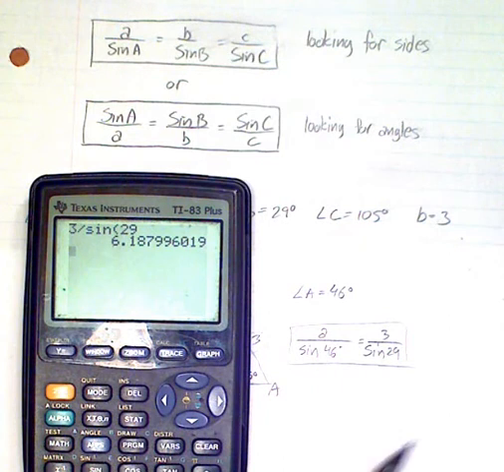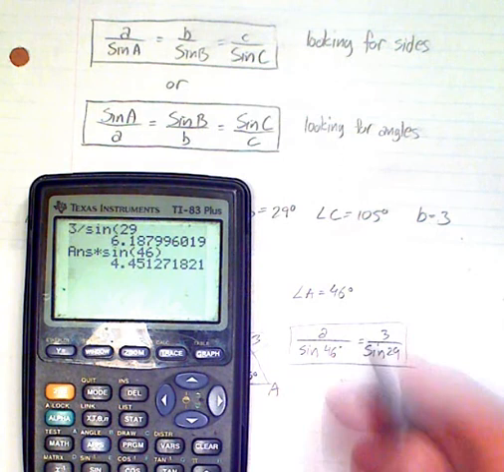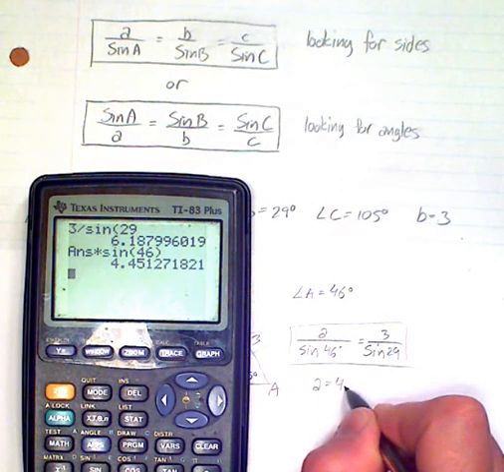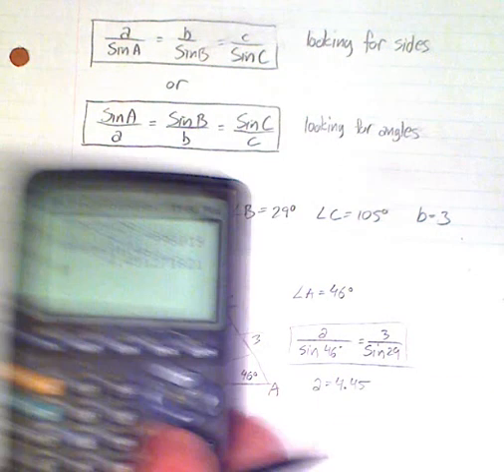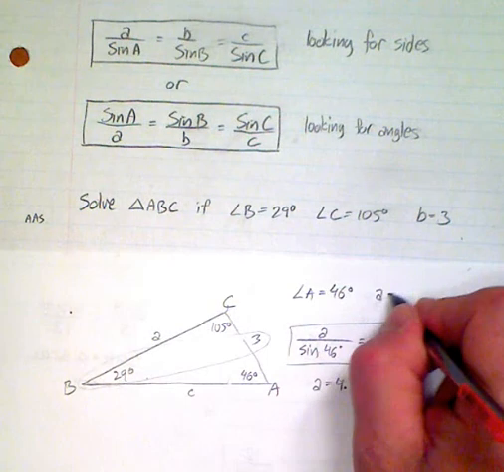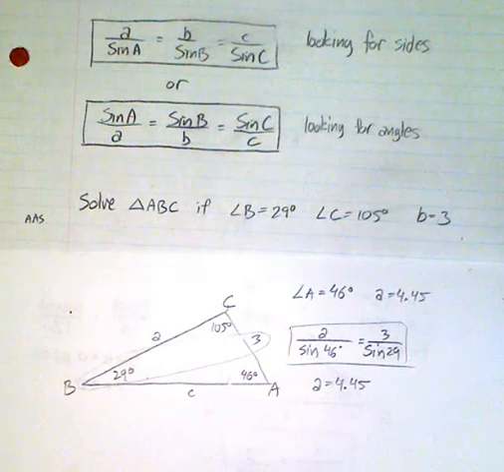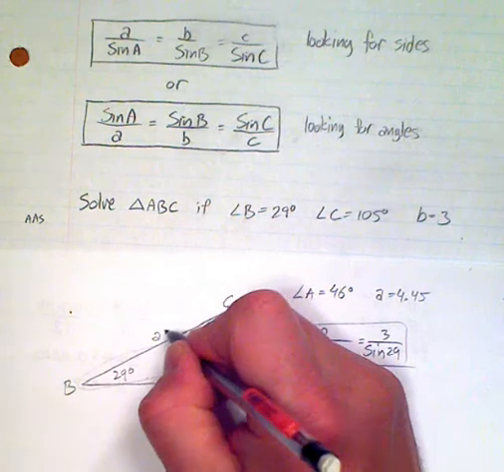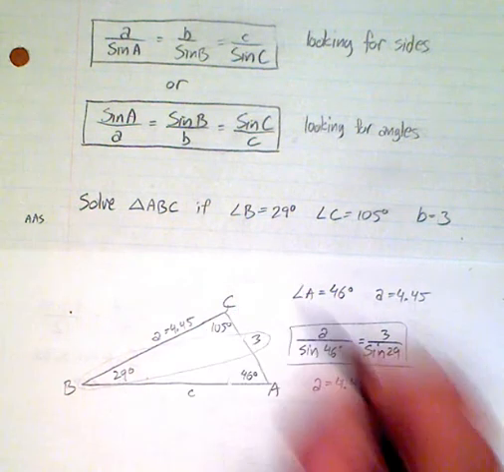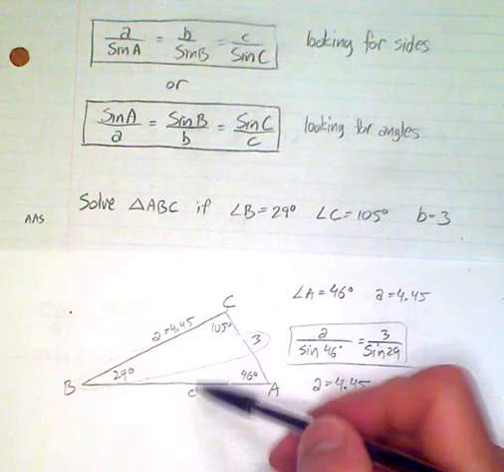So now I just go times sine 46, and I end up with A equaling 4.45. So here I have side A is 4.45. Okay, so side A, 4.45. Now, I'm looking for side C here.